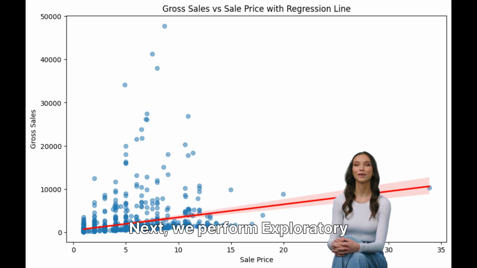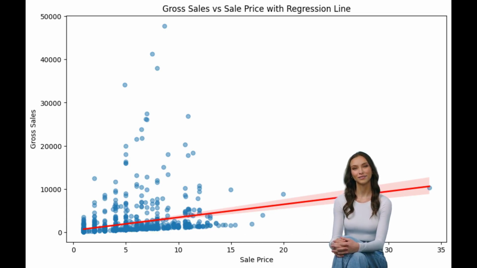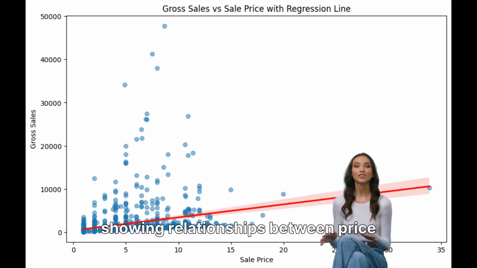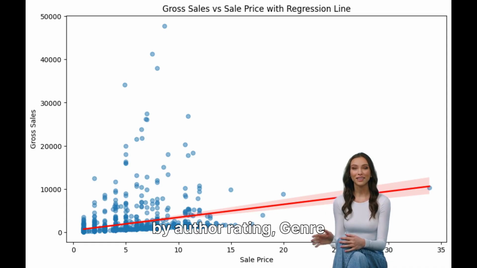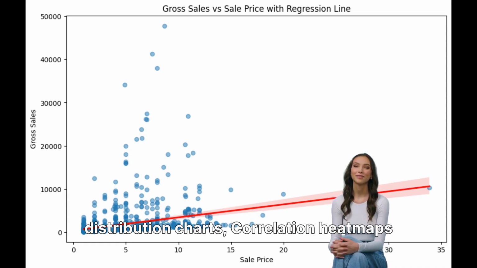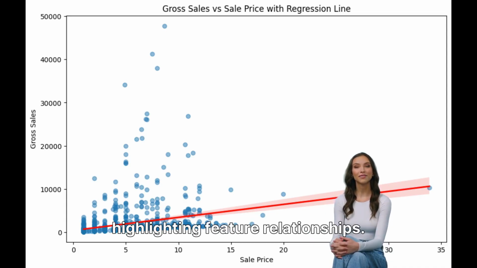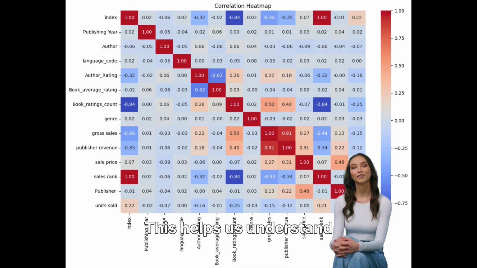Next, we perform exploratory data analysis. Here we generate visualizations such as scatter plots showing relationships between price and gross sales, violin plots visualizing sales distribution by author rating, genre distribution charts, and correlation heat maps highlighting feature relationships. This helps us understand patterns, trends, and which features may influence book success.